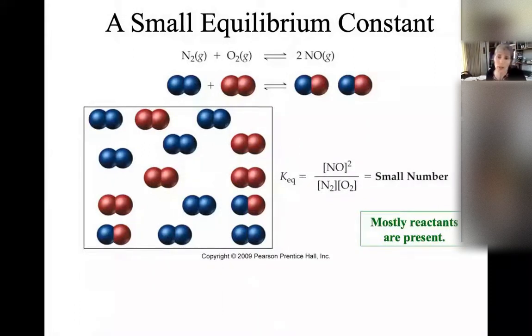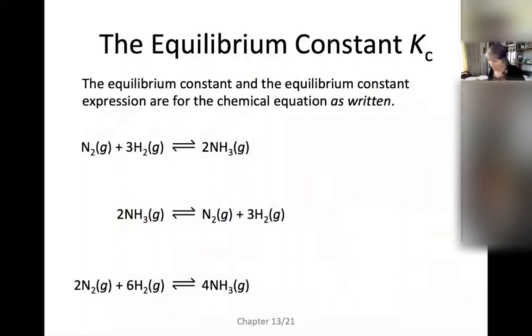For N2 and O2 going to NO, we see 1, 2 NO molecules, and the rest are all reactants. And so that means that it lies mostly to the left, and K is a very small number, right? So small amount of products, large amount of reactants. Okay, and then I think we get into calculations.